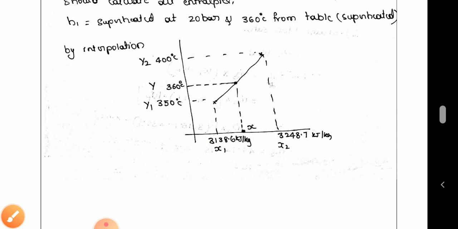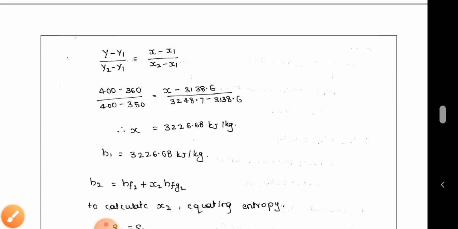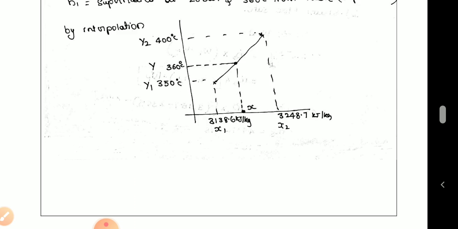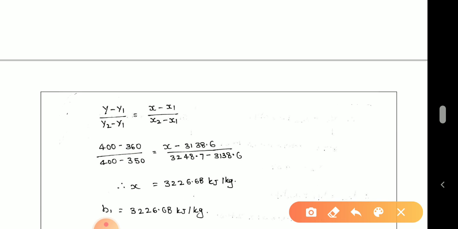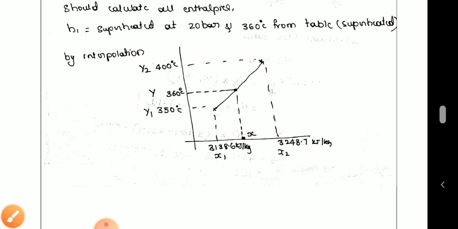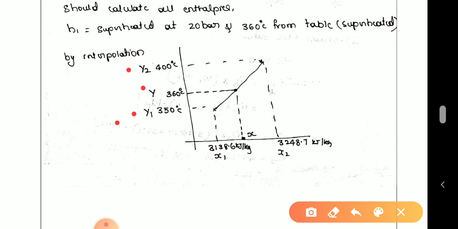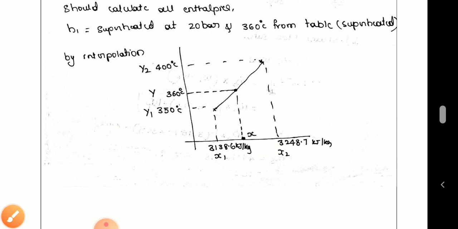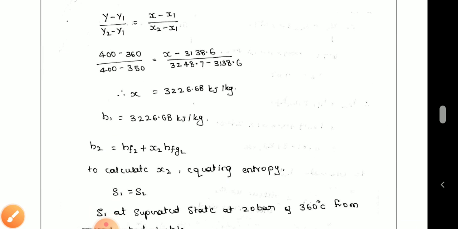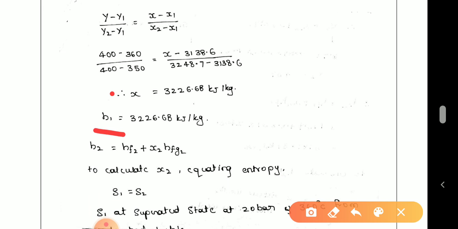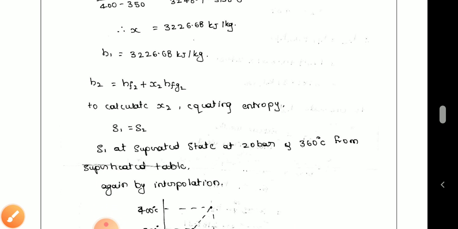So now the formula is like this: y minus y1 divided by y2 minus y1, similar to that, x minus x1 divided by x2 minus x1, we can calculate. So now we will get the unknown value, that is x, so that you will get the enthalpy value at 360 degrees Celsius, that is 3226.68 kilojoule per kg. So now H1 we have calculated.